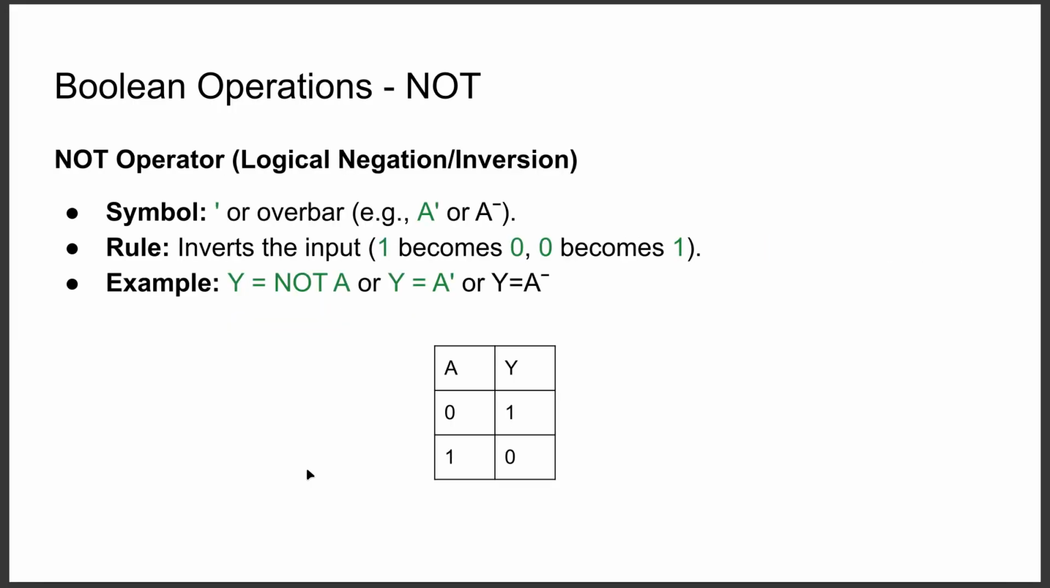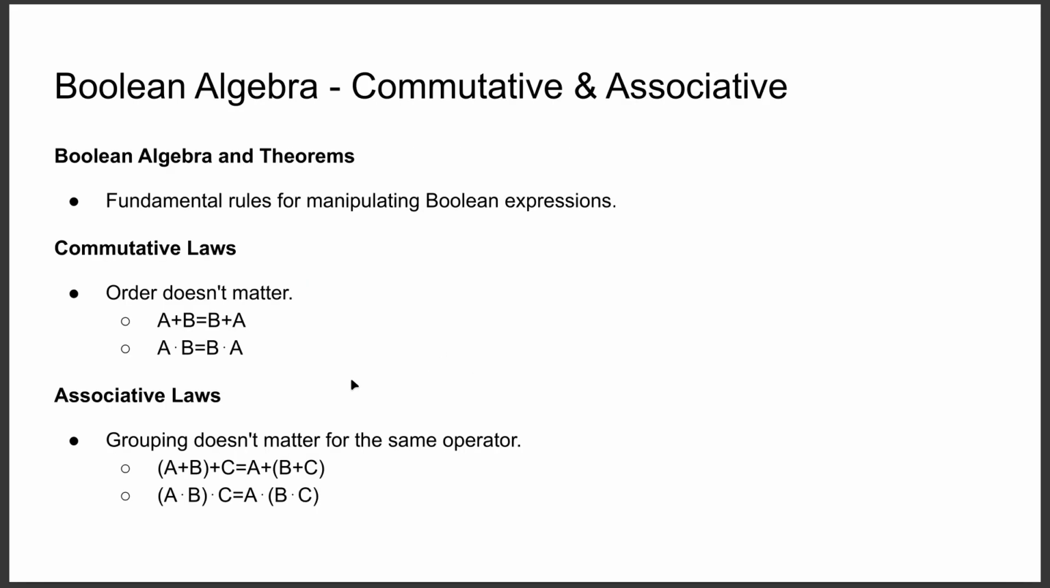Boolean operations: NOT, a not operator or inversion. The symbol is prime or over bar. It inverts the input: 1 becomes 0 and 0 becomes 1. Example: Y is equal to not A, or Y is equal to A prime, or Y is equal to A bar. And here is the truth table.